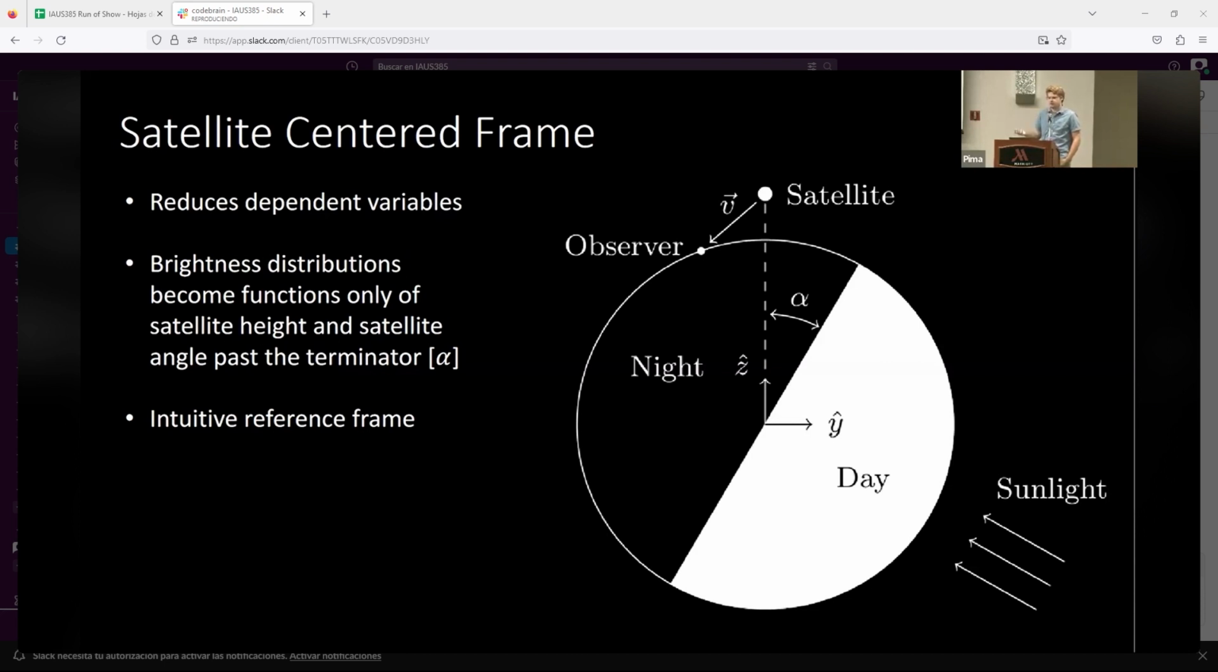So you can make some metrics like peak brightness or average brightness on the night sky a function only of the satellite's angle past the terminator. Which I think is really helpful. And then I would also just throw out that this reference frame is very intuitive and you can answer a lot of questions about brightness using hand calculations and high school geometry. So I would just really recommend that you at least try using this in your future research.